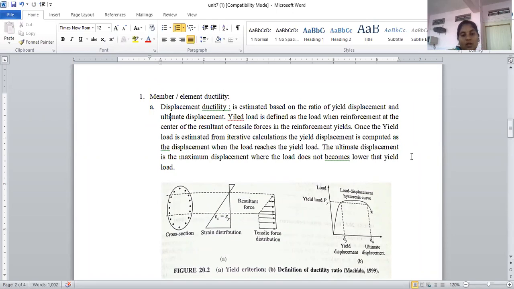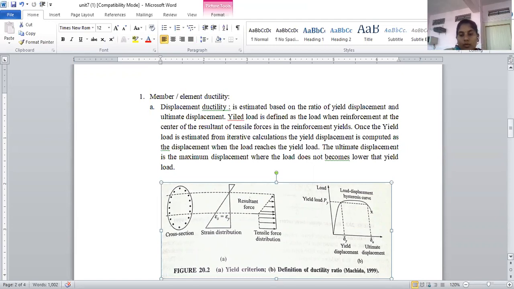The ultimate displacement is the maximum displacement where the load does not become lower than the yield load. I request all of you, please draw this diagram.